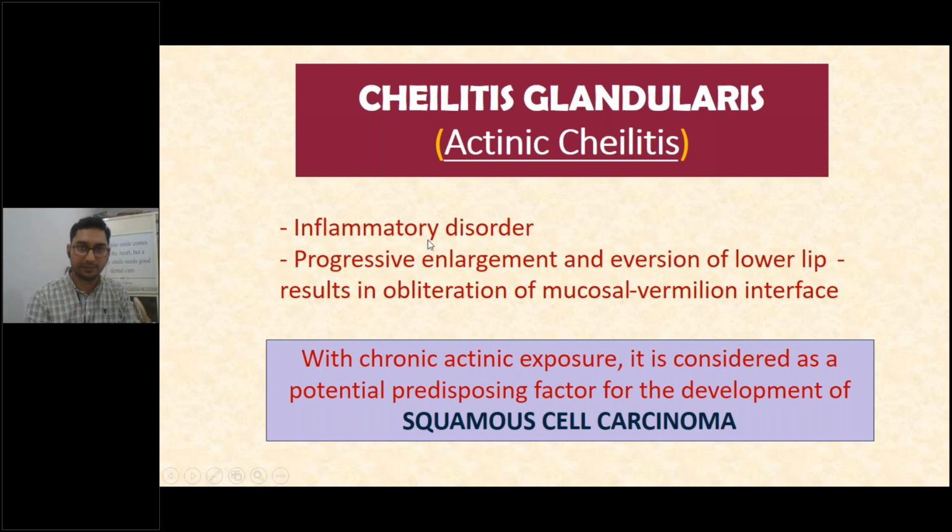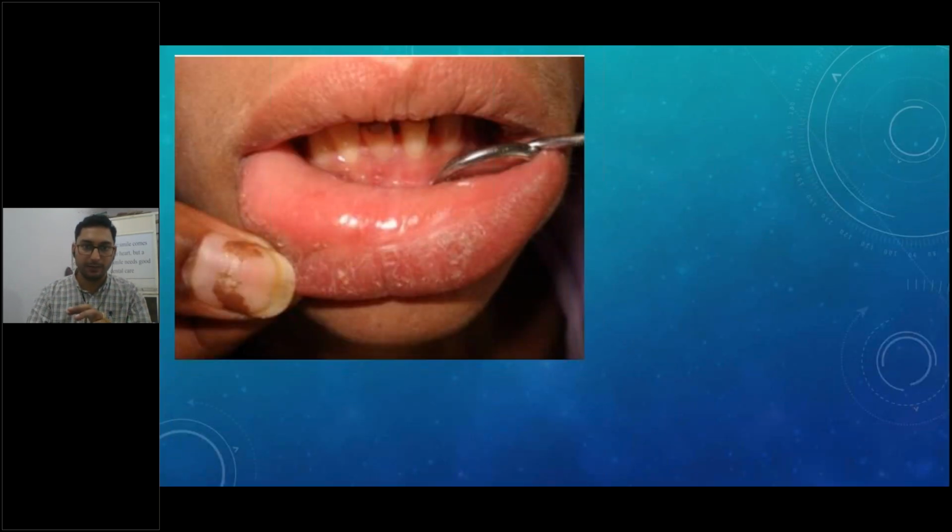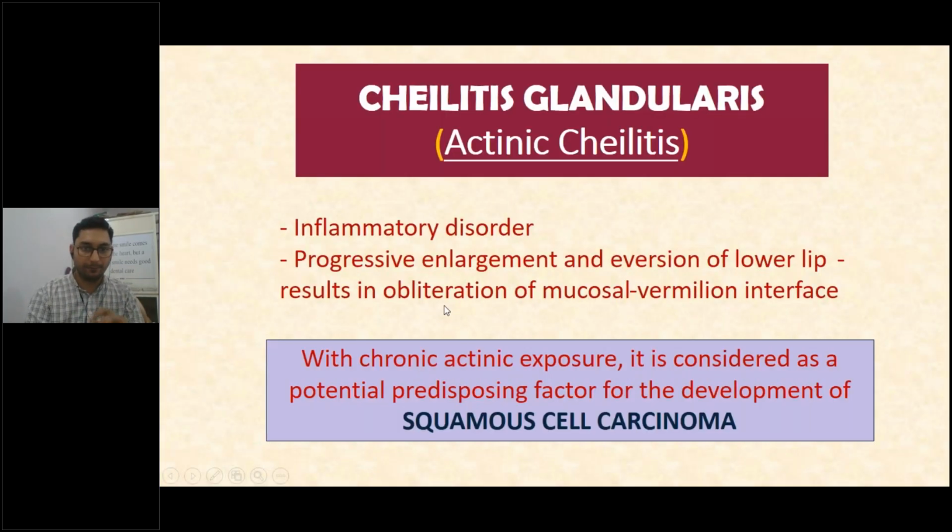And what happens in this, with inflammation of glands, is there is progressive enlargement. The lower lip is getting enlarged, and it gets so enlarged that it everts. When the lower lip everts, the mucosal vermilion interface gets obliterated. I'll just show you an image like this. This lip gets everted.